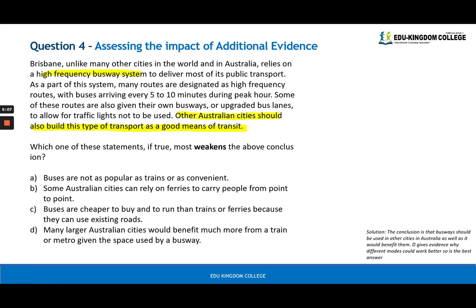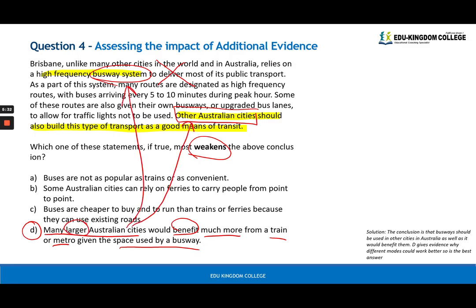What would weaken this? The answer is D. Many large Australian cities would benefit much more from a train or metro given the space used by a busway. This is really good, or the best weakening argument, because we talk about other Australian cities and why this busway system would not work for other Australian cities like the larger Australian cities. So there's many links with the key bits that we've highlighted. So that's why D is the best answer.